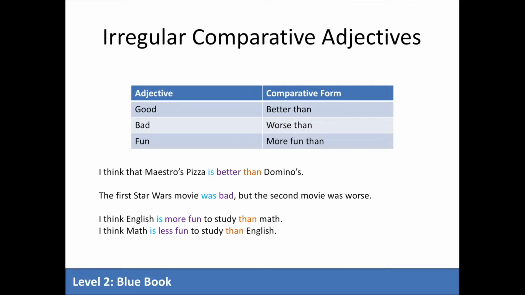Again, we have some examples here. I think that Maestro's Pizza is better than Domino's. The first Star Wars movie was bad, but the second movie was worse. I think English is more fun to study than math. I think math is less fun to study than English.